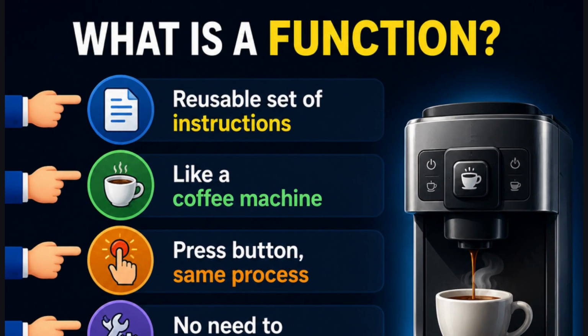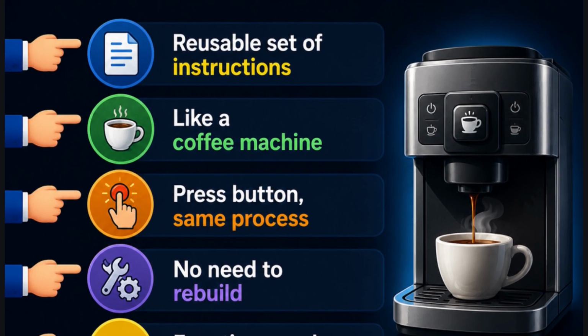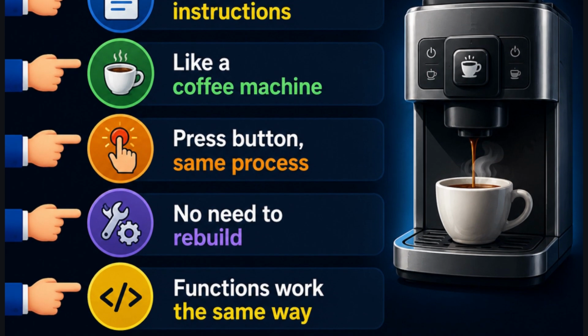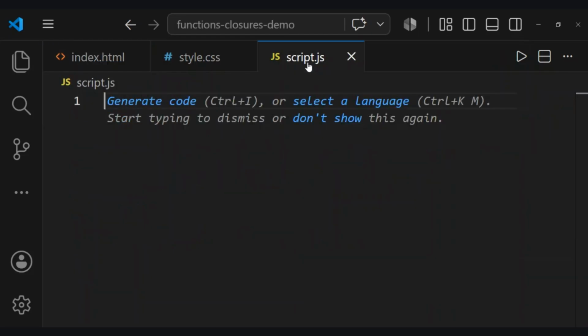A function is simply a reusable set of instructions. Think about a coffee machine. You don't rebuild it every time you want coffee. You simply press a button and it performs the same steps. Functions work exactly the same way. Let's build one.